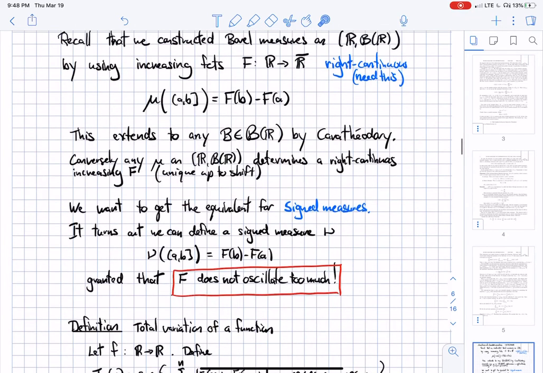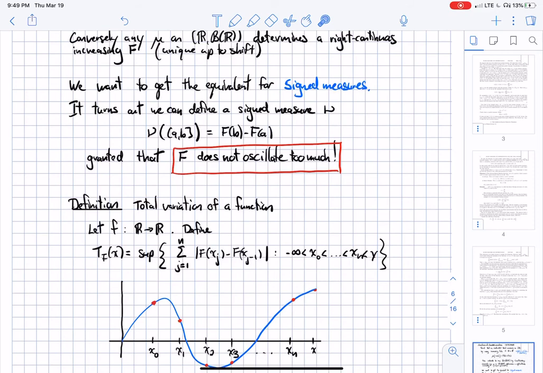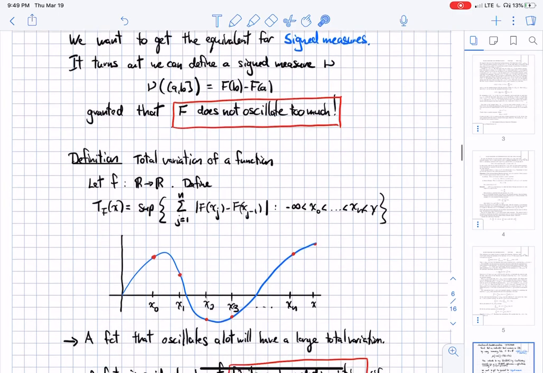So it's the same setup as before, except that now we want to construct not a positive measure, but a signed measure. The key to do that is to look at functions that do not oscillate too much, and those are the functions of bounded variation. Once you have a signed measure, you can integrate on it. We know how to integrate on measures and also on signed measures, just integrate the positive minus the negative part. So we can construct an integral once we have a measure.